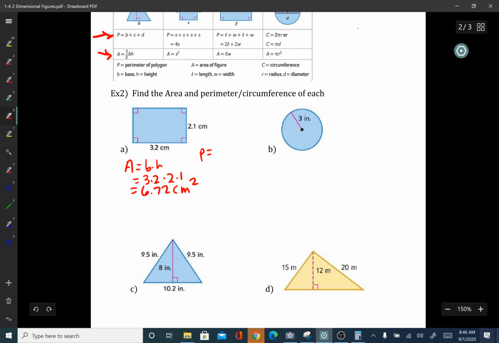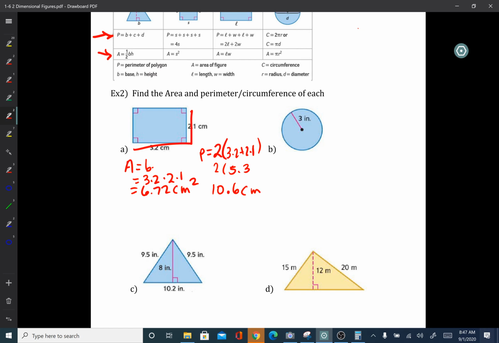Perimeter. Well, perimeter is just going around the shape, right? So you could do 2 bases and 2 heights, or you could just add up all the sides. The way I like to typically do it is I'd like to do 2 times 3.2 plus 2.1, right? What am I doing? I'm just saying I have 2 of those and 2 of those, right? Or another way of saying that is I'm adding up this plus this, and then I know I have 2 of those, right? So I have 2 times 5.3. So what is that? 10.9? No, 10.6. 10.6 centimeters.